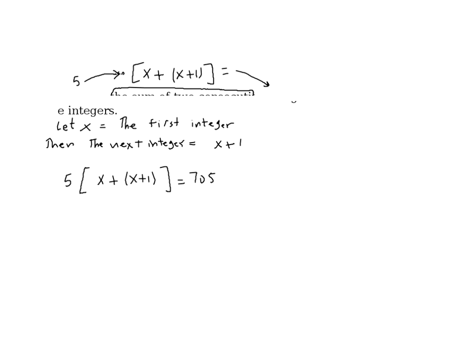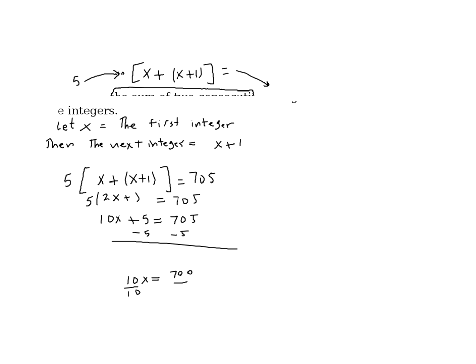Alright, so the next step would be 2x plus 1 if I add these up. So that should be pretty simple. You distribute, you get 10x plus 5 is equal to 705. You subtract 5. So you get 10x is equal to 700. So divide both sides by 10. So what is x? X is equal to 70. 70, very good. So the first number is 70. The next consecutive number must be 70 plus 1. So it would be 71. Okay. Question anyone on this?